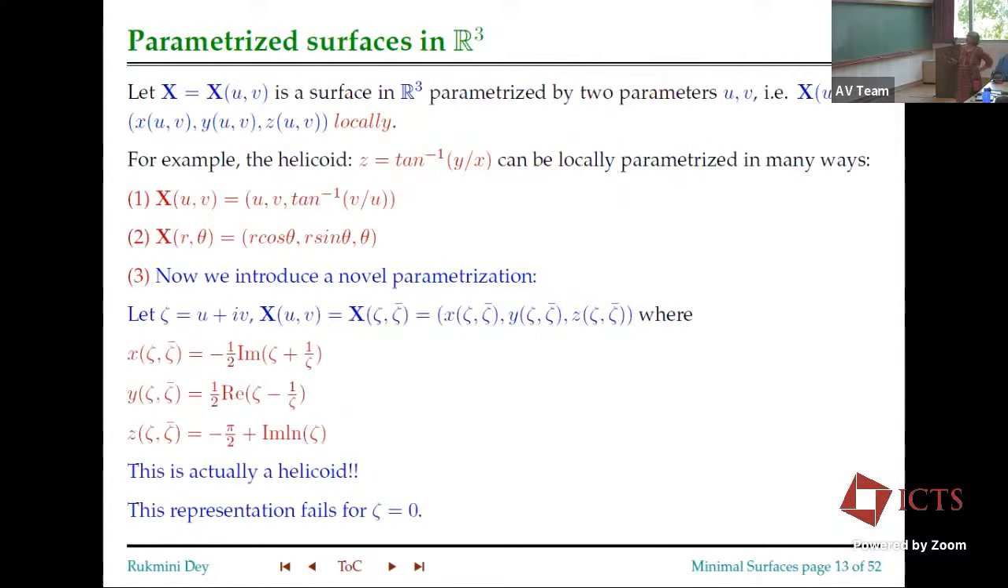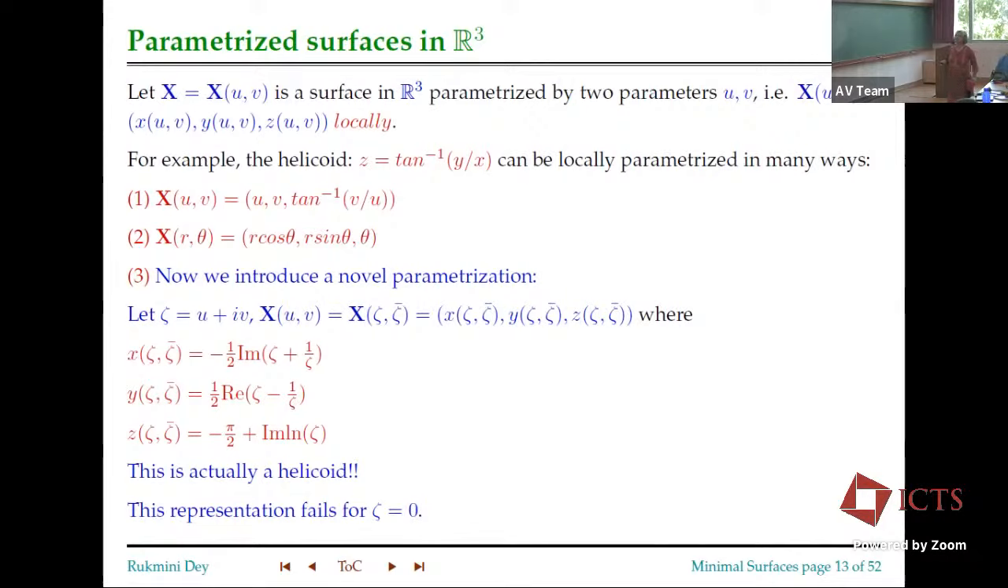Now there is a very novel parameterization. Have any of you seen complex numbers? All of you have seen complex numbers, right? So now I'm going to combine U and V into U plus IV. The UV domain, which was a domain in R2, I'm going to complexify it: zeta is equal to U plus IV. And X of U, V, I'm going to write in terms of zeta and zeta bar: X of zeta, zeta bar, Y of zeta, zeta bar, Z of zeta, zeta bar.